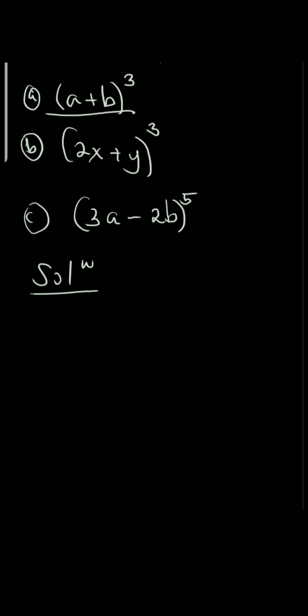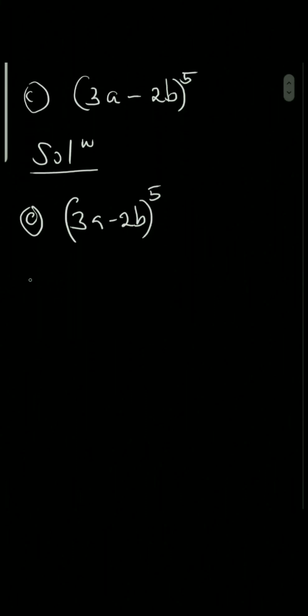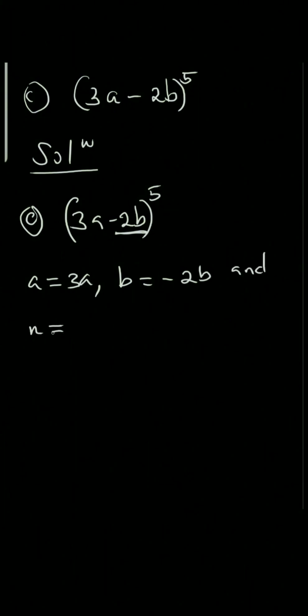Okay, so now we look at part C. Part C is given as 3a minus 2b, that is minus 2b, everything raised to the power of 5. So here, our a, comparing with what the binomial expression is, is 3a. Then b is simply negative 2b, and n is 5. Now we form our triangle, since we're looking at Pascal's triangle.